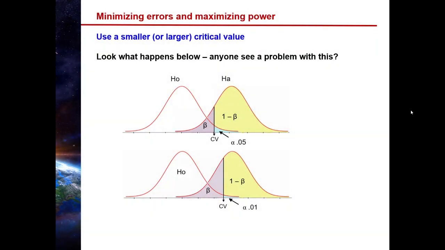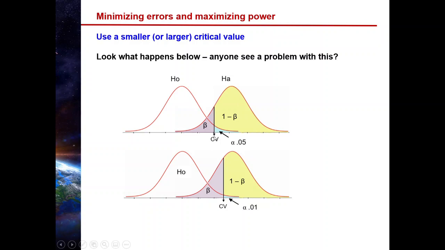All right, so let's see if we can figure this out. How are we going to maximize the probability of correctly rejecting H0? That would be this area here, 1 minus beta. How do we make this area as large as possible while minimizing these two areas, which is where we can make a mistake? All right, now there is one very simple solution to this, and that is all you have to do is change your critical value.